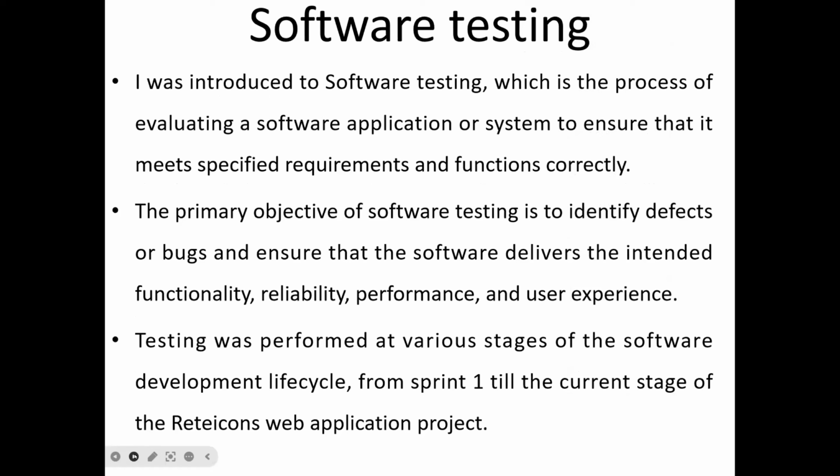I was introduced to the various software testing types, both automation and manual testing. The primary objective of software testing is to identify defects or bugs and ensure that the software delivers the intended functionalities, reliability, performance, and user experience. Testing was performed at various stages of the software development lifecycle, from Sprint 1 to the current stage of the Red Icons web application project. Next.